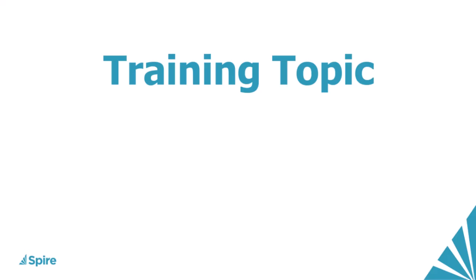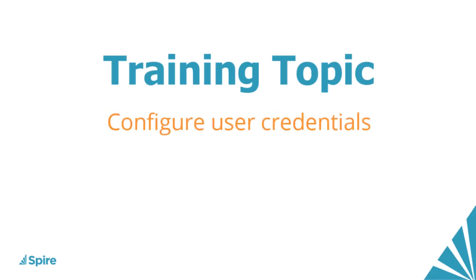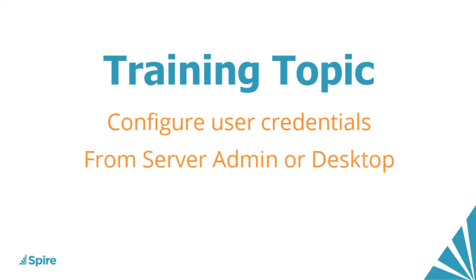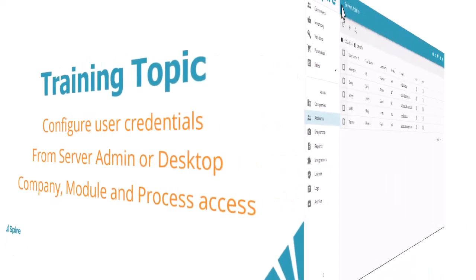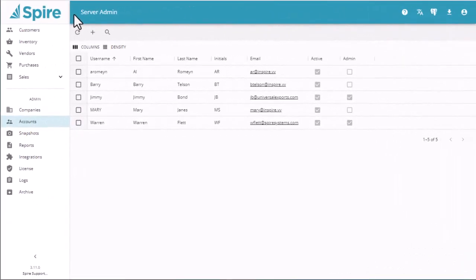To access Spire, you first need user credentials configured, which can be done either from within the system administrator or the desktop application. User settings are used to determine which companies, modules, and processes that access is granted for. One place to create and maintain user credentials is from within the server administrator and the account section.